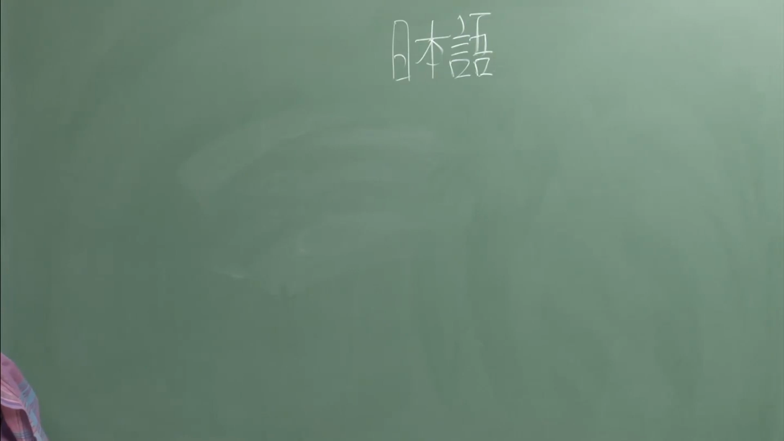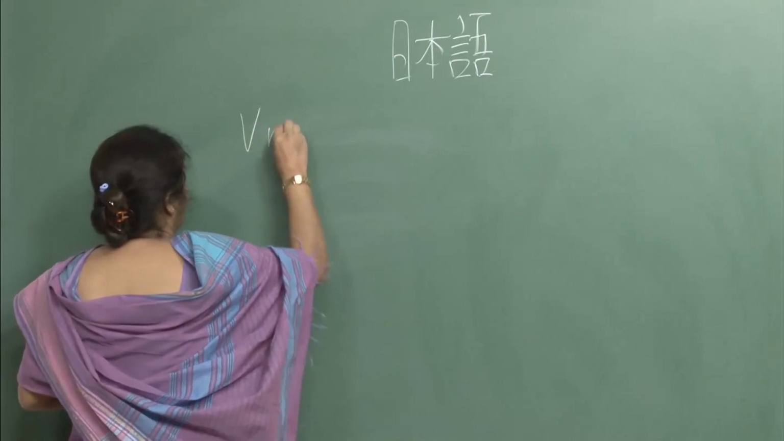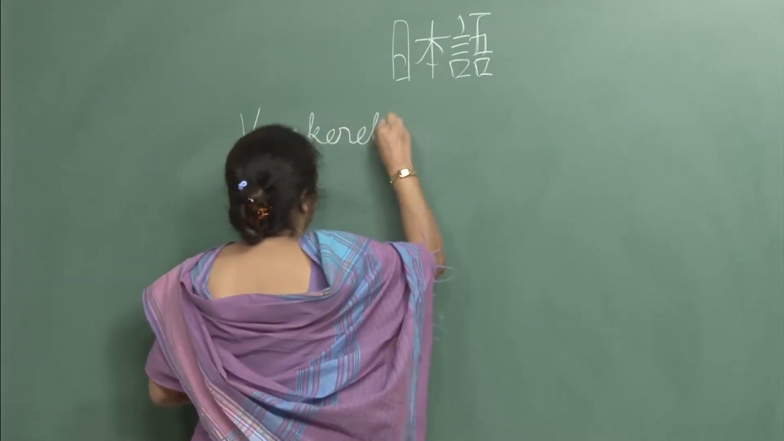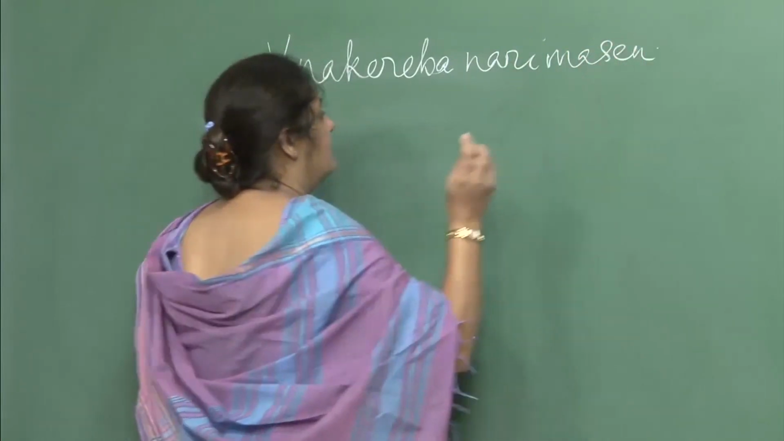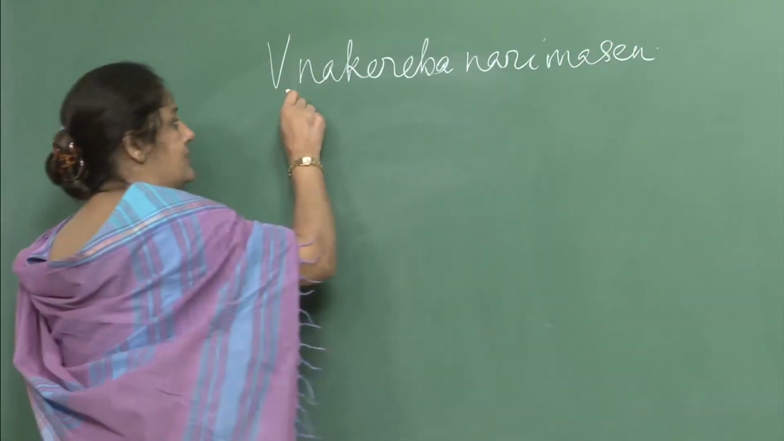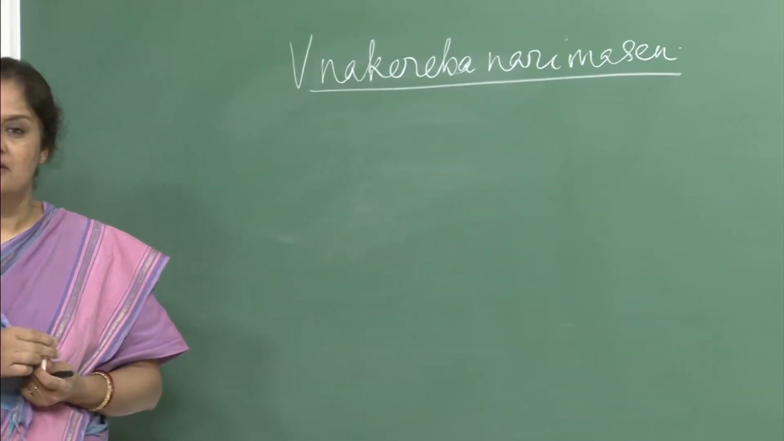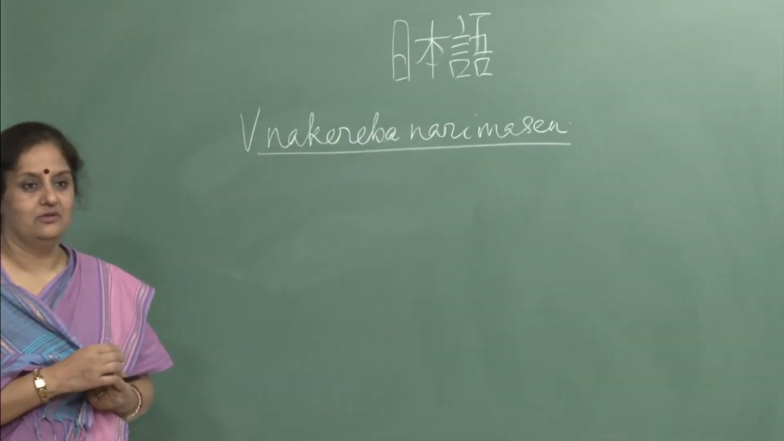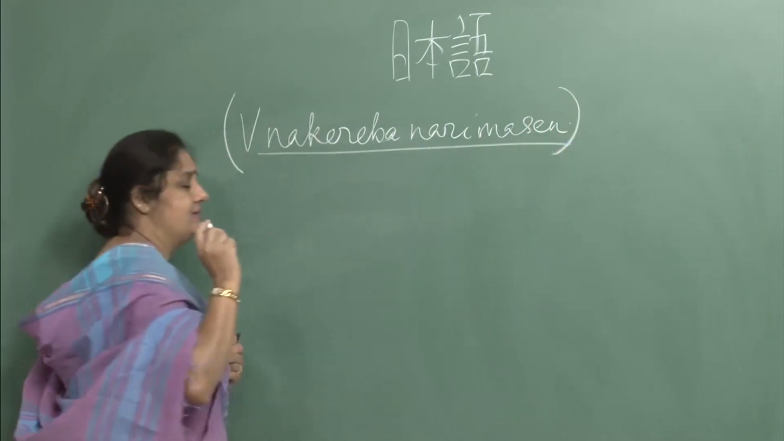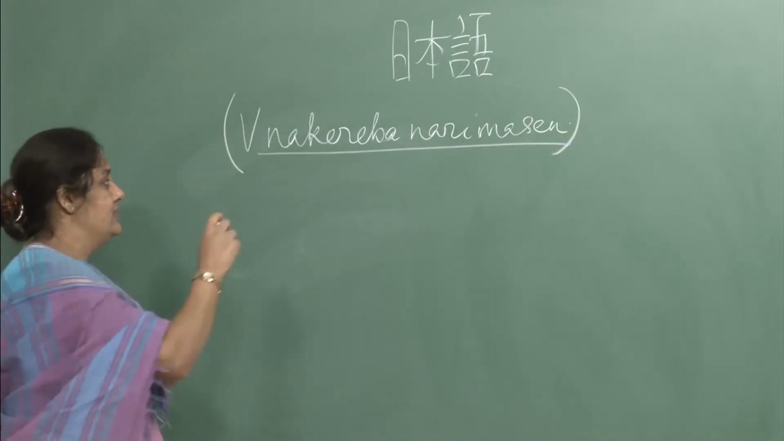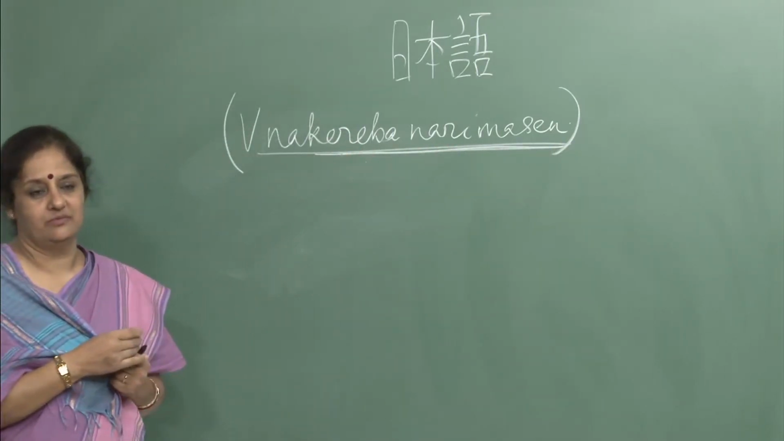Well, how do you make this form? Verb plus nakereba narimasen. Now, you will notice one thing: this is in masen, but I am insisting that it means must or have to do. You need to do this. So, please remember this form. Though it is in negative, the meaning is always that you have to do it. You must do as the verb is saying.